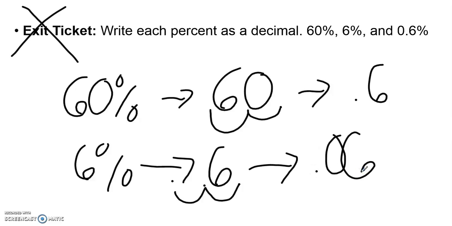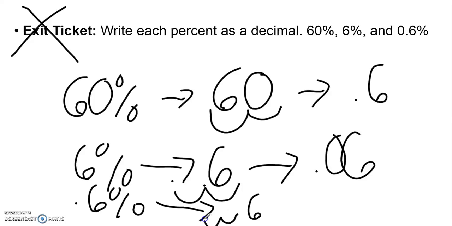And that is our decimal. And then 0.6%, we drop the percent, move this over 1, 2, so we have 0.006. Okay.